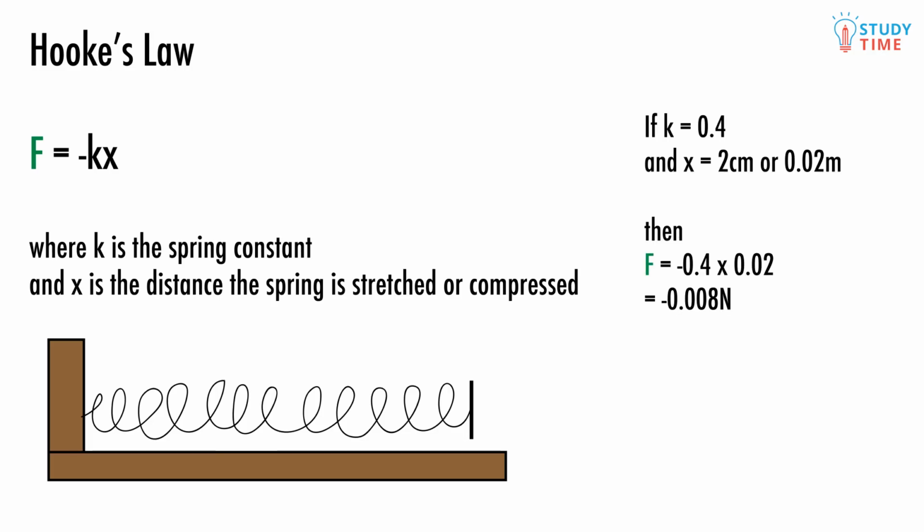If we had a spring with spring constant k equals 0.4, and we stretched it by 2 centimeters, then we have a force of F equals negative 0.4 times 0.02 meters, which is equal to negative 0.008 newtons. So our force is in the negative direction, and really small. This is the force of the spring resisting the stretch. Use your imagination and you'll see that the application of this law is really massive.